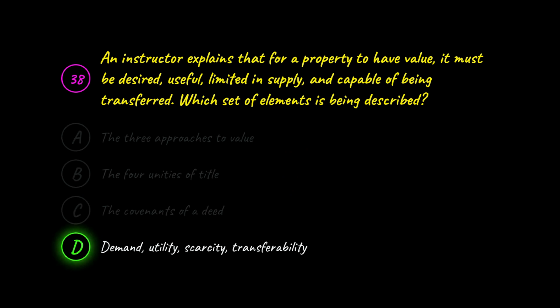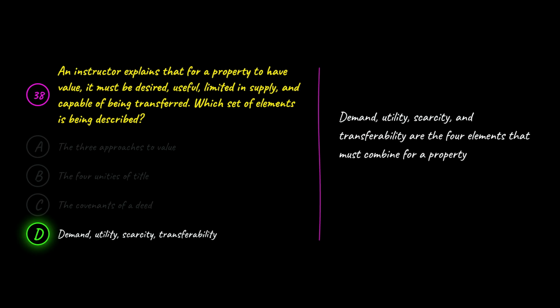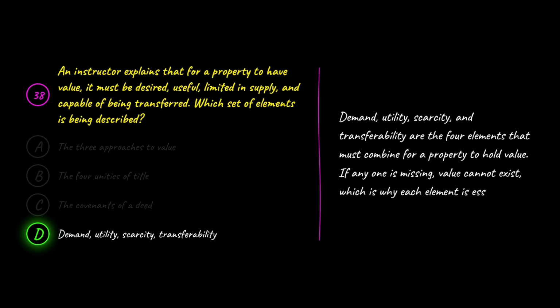The correct answer is D. Demand, utility, scarcity, transferability. D is correct because demand, utility, scarcity, and transferability are the four elements that must combine for a property to hold value. If any one is missing, value cannot exist, which is why each element is essential.